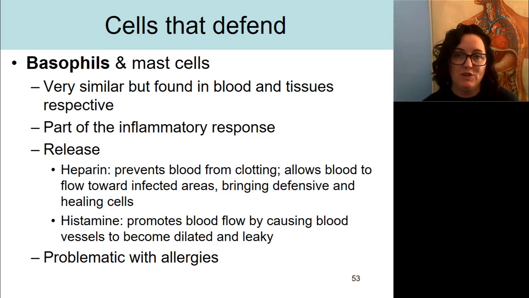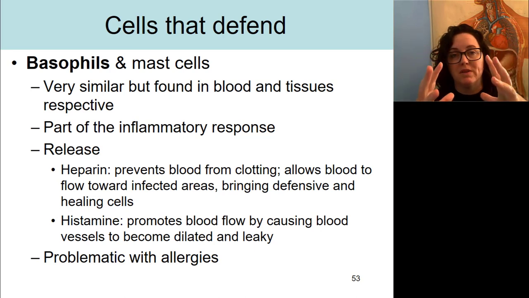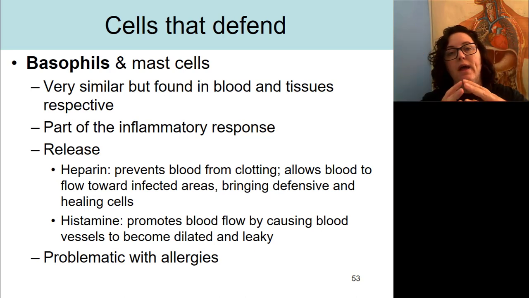Histamine you've probably heard of because you've probably taken an antihistamine when you've had some sort of allergy attack, or maybe you have seasonal allergies. Histamine is a chemical that promotes blood flow, and it does this by causing blood vessels to dilate. And when a blood vessel dilates, you get more blood coming in the area, so that means more liquid. And then as the blood vessel dilates, it becomes leakier. So that means more fluid can leak out of the blood vessel into the surrounding tissues.